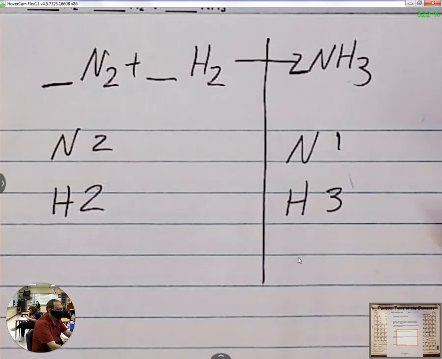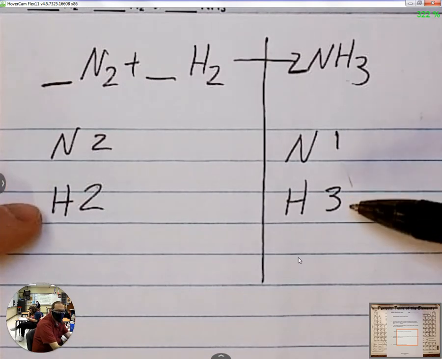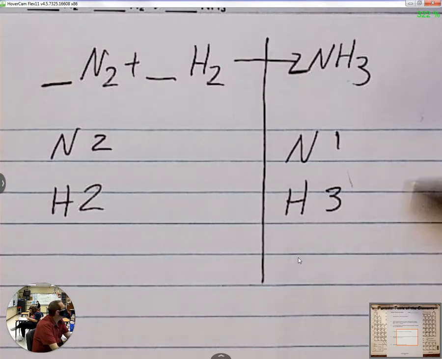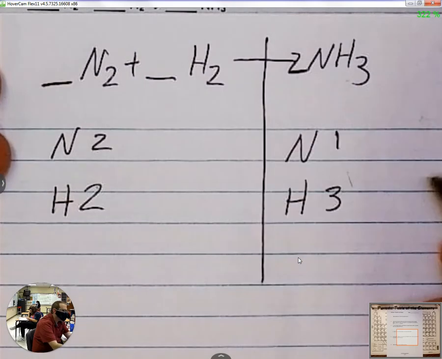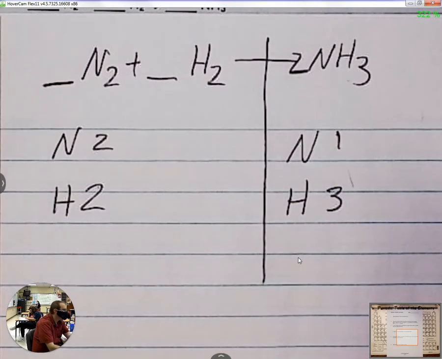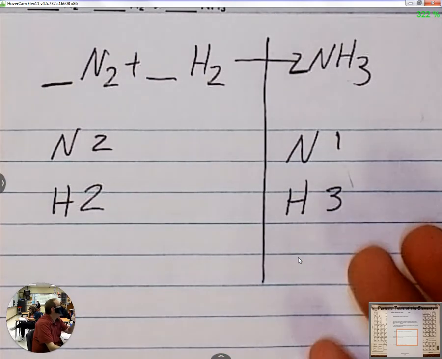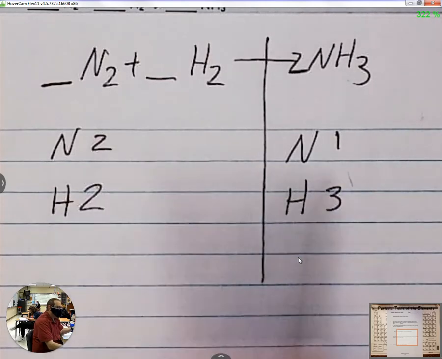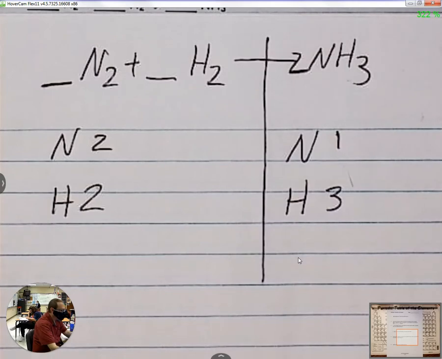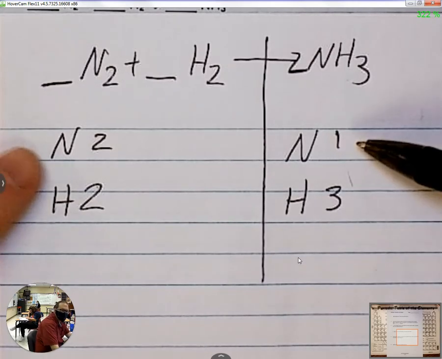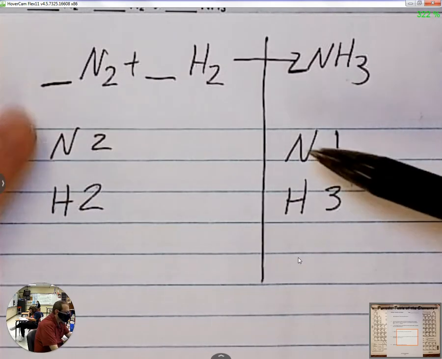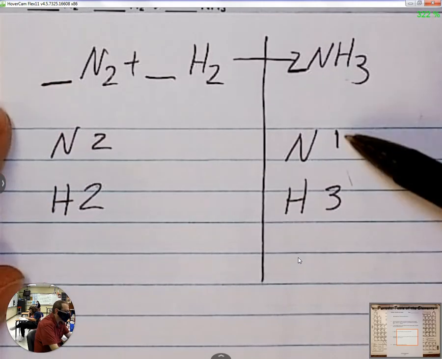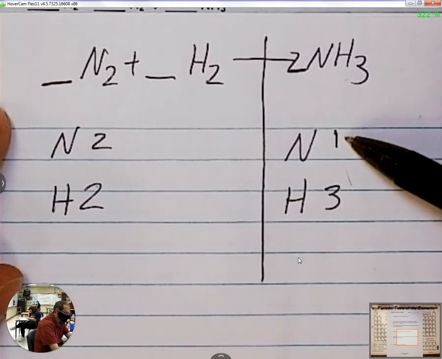So what we're going to do is look at our scoreboard and fix what's broken here. Now there's not a wrong way to do this. You can choose to fix the N's first or you can choose to fix the H's first. Either way, you're going to get there. So for the sake of argument, let's take a look at our nitrogens first. They're broken. We need to fix them. So I try to figure out which side I need more nitrogen on, the left side or the right? The right.